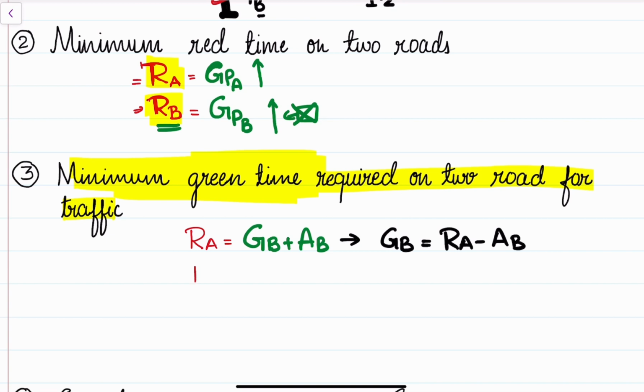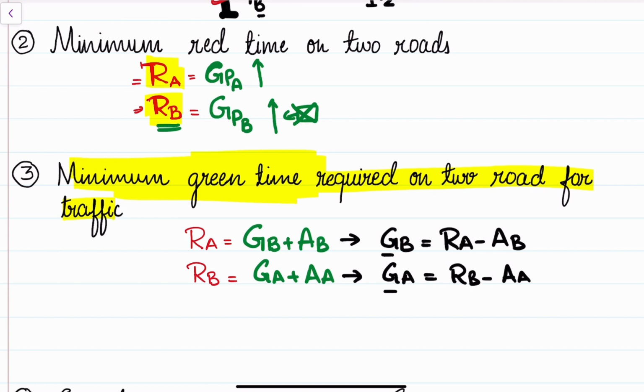In a similar fashion, red time at B will be equal to green time at A plus amber time at A. Correct? So green time at A is equal to red time at B minus amber time at A. Alright. So through this we have found the minimum green time for each road for the vehicle.